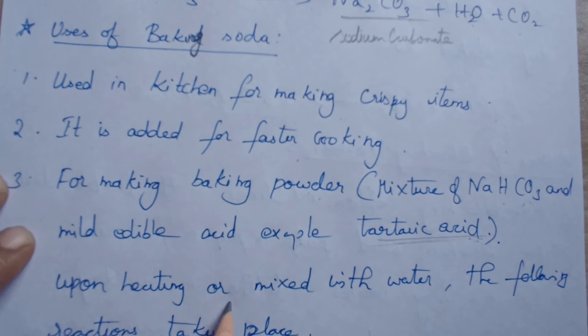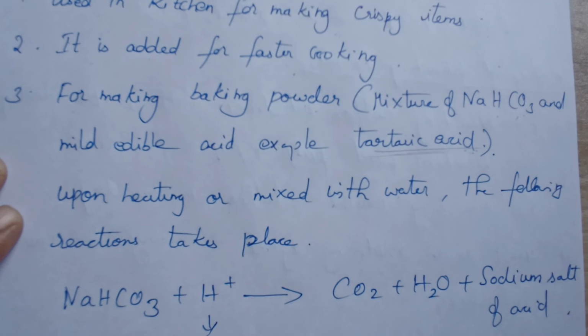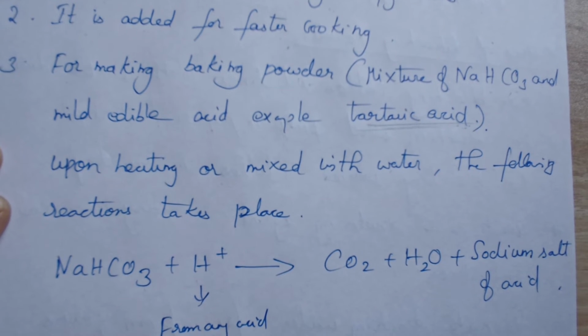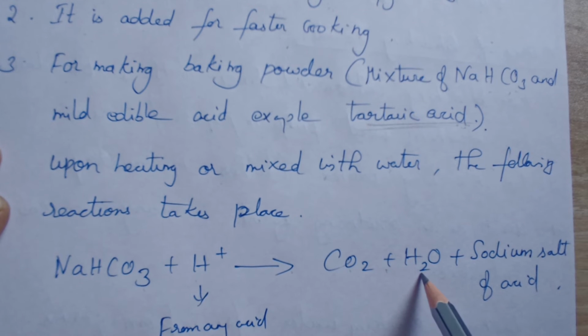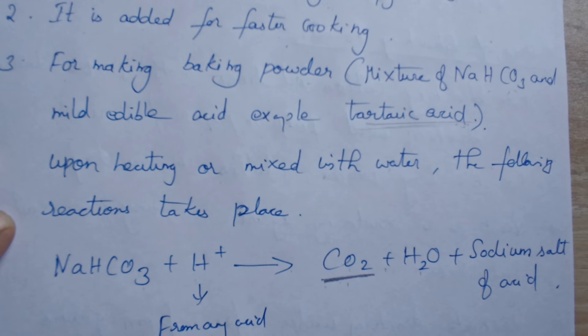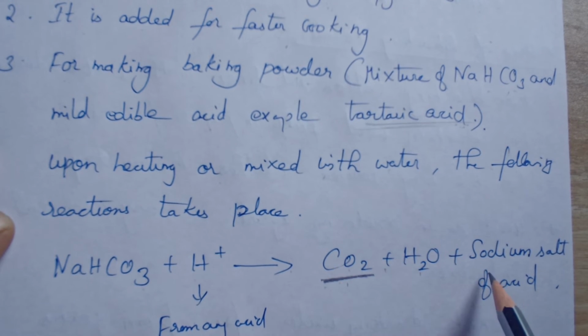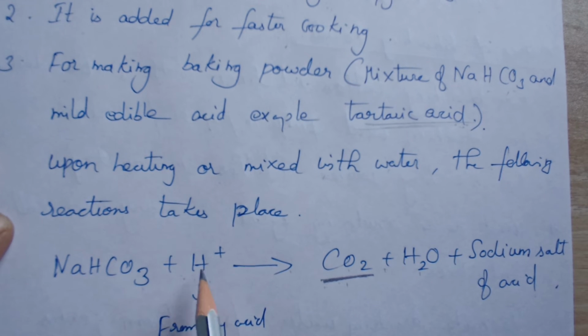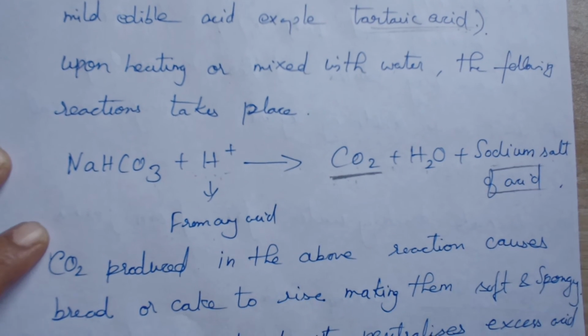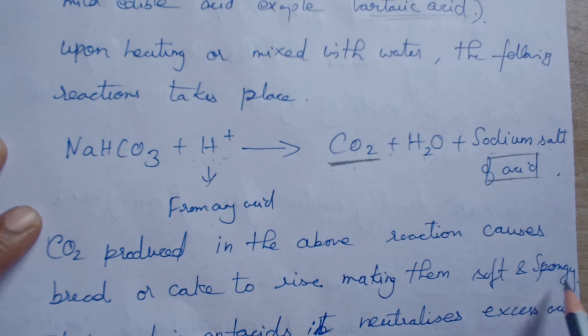What happens is, upon heating or when mixed with water, the following reaction takes place: NaHCO3 plus any acid, that is H+ ion from any acid, forms carbon dioxide gas plus H2O. The carbon dioxide produced makes the cake or bread rise, making them very soft and spongy. And you will get a sodium salt of the acid. For example, if you add acetic acid, it will take the H+ ion from that acid and produce sodium acetate, the sodium salt of the acid.